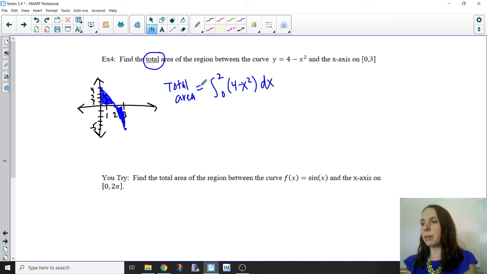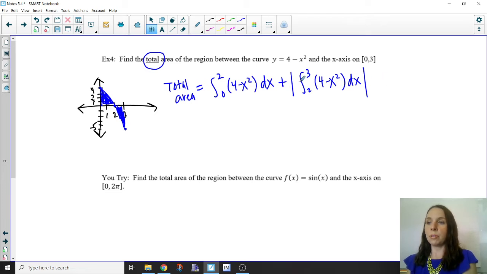Let me fix that. Plus the absolute value of the integral from 2 to 3 of 4 minus x squared dx. Notice that the absolute value is on the outside of the integral for something like this, if you're going to approach it like this, because then you can just do what you always do.